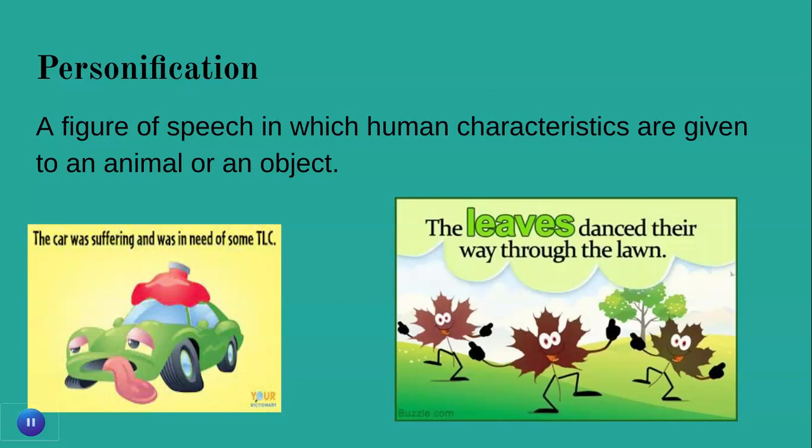Personification is real fun. This is one of my favorites. It's a figure of speech in which human characteristics are given to an animal or even an object. And in this case, the object is the car. It says the car was suffering and was in need of some TLC. Well, the car's not really suffering because it's not human. So it might be broken and need to be fixed, but it's not feeling bad. The leaves dance their way through the lawn. While they look like they're partying right there, they don't really have arms and legs. So they didn't dance. So that's giving human characteristics to an animal or an object. That's a real fun one.